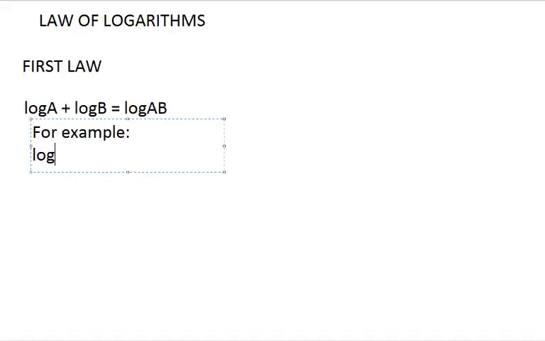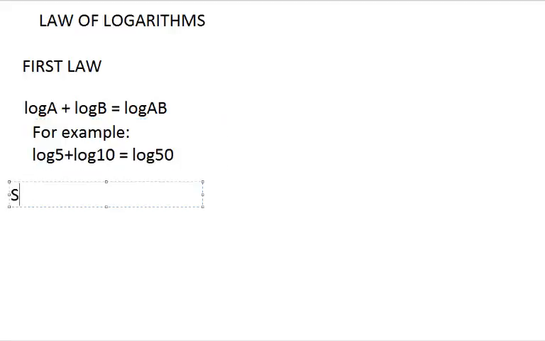Logarithm of a plus logarithm of b is equal to logarithm of a times b. It's a multiplication between both, and this is always useful. Now, for example, logarithm of 5 plus logarithm of 10 is equal to logarithm of 50.